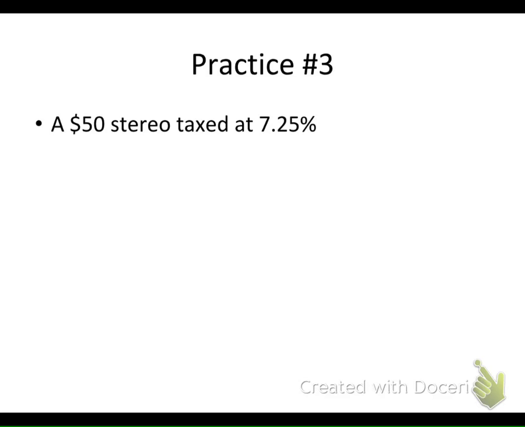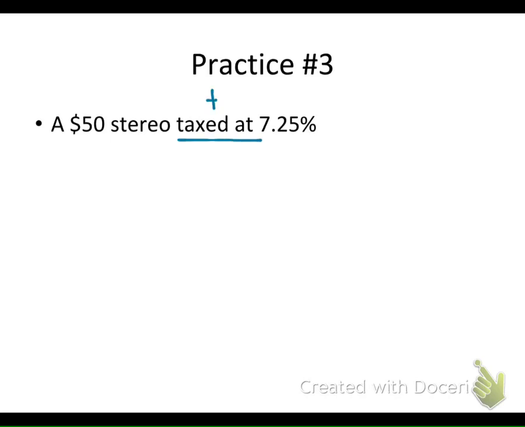Practice number 3. So, on your examples, a $50 stereo is taxed at 7.25%. So I went to Target because I wanted to buy a little sound system for the garage when we were playing ping pong. I found a $50 stereo at Target that I thought would work. However, it's going to be taxed at 7.25%. So does that mean the stereo is going to cost more than 50 or less than 50? How do you know? Because taxed at means a what? Good, so it's going to be an increase.